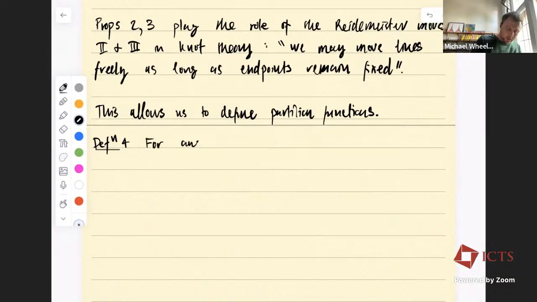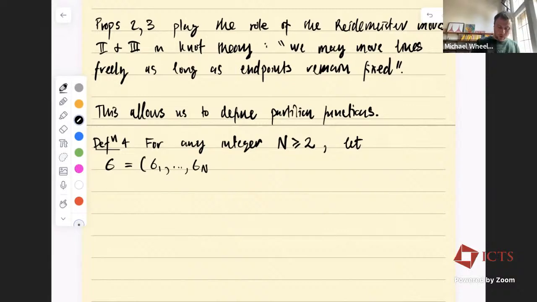So for any integer, I'll have another integer in the game, which would be capital N now, not to be confused with little n, it's totally unrelated. So capital N, which is greater than or equal to 2, we're going to fix a permutation. So sigma, which can be written in the one-line notation sigma 1 up to sigma n, that lives in the symmetric group Sn. Okay, so we'll have a permutation.